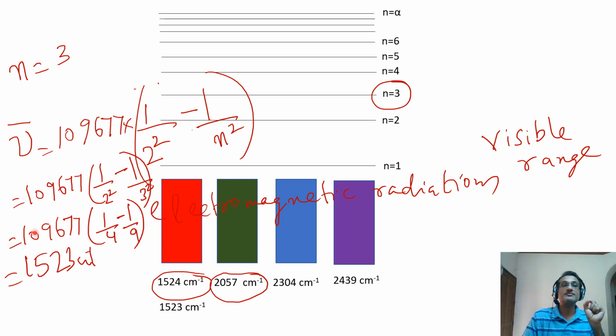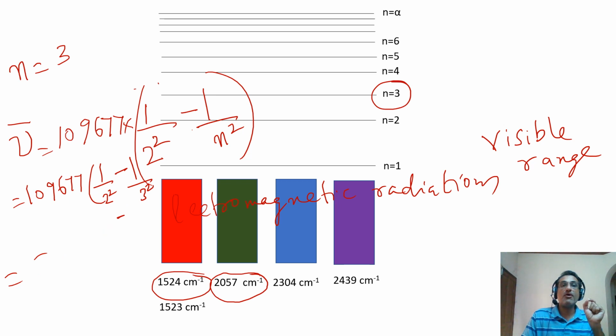Like that, he substituted the next value for n as 4. He substituted the value of n to be 4 here. So it becomes 1 divided by 4 squared, or 1 by 16, and he got the value of 2056 centimeter inverse, which correlated with the wave number of green light.